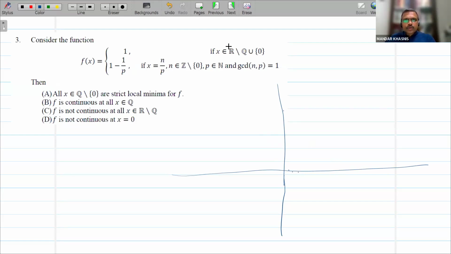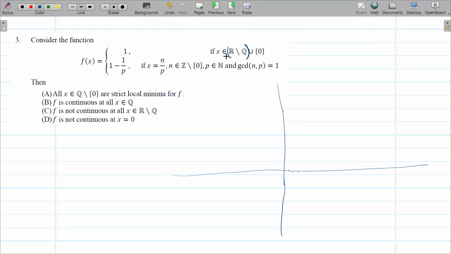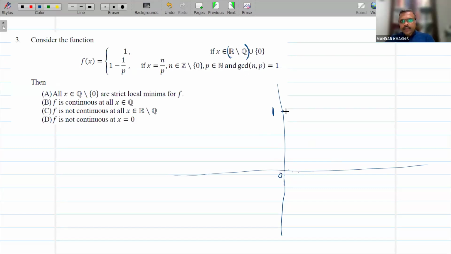By the way, I'm sorry for the typo. One has to put this bracket. Please do that: if x belongs to R minus Q, union with 0. So at 0 also it is 1. That is a typing mistake. Please, everybody, note that at 0 it is 1, and at every irrational it is 1. That is the first thing.